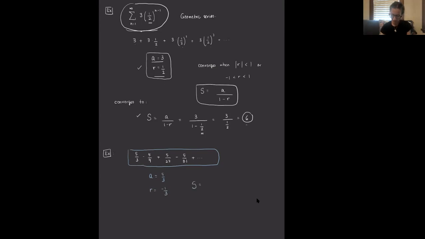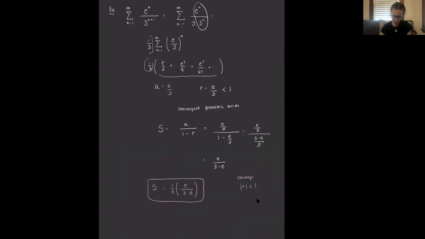It's going to converge to the sum, which is the first term, 5/3, over 1 minus the common ratio of -1/3. So this is going to be 5/3 over 3/3 plus 1/3, which is 4/3. Here, the 3's cancel. You can think of it as 5/3 times 3/4, multiplying by the reciprocal of the denominator. And so this is 5/4, which is the sum of our geometric series.